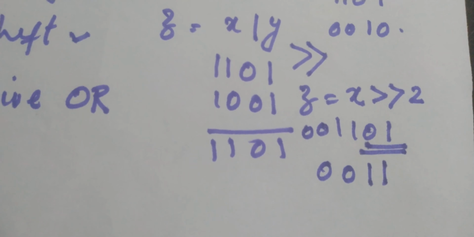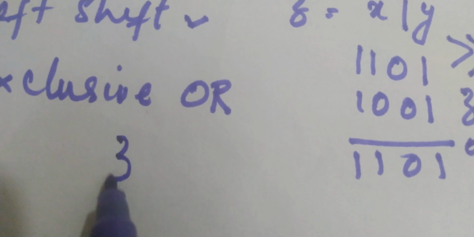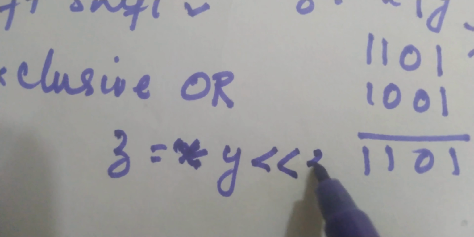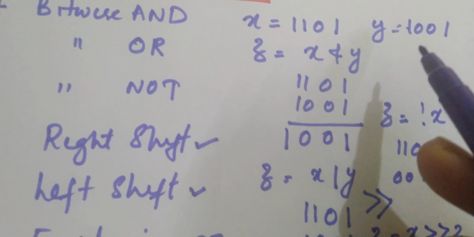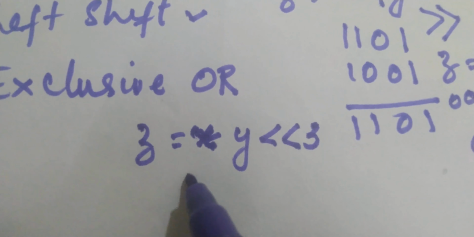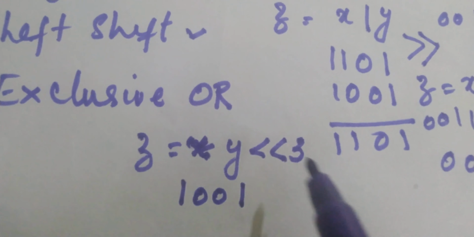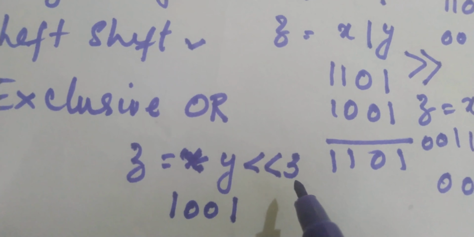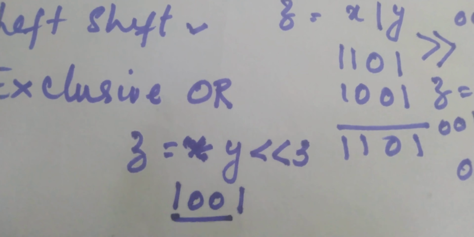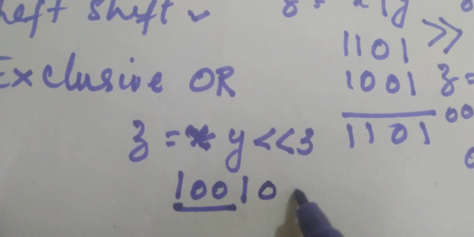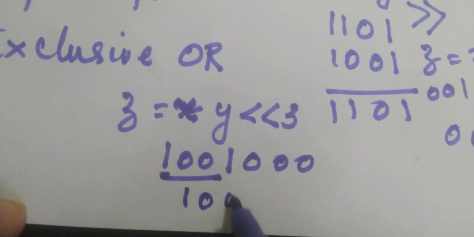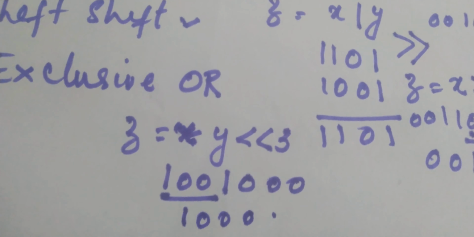And in the same way, when the left shift operator is used, that is z equal to y left shift 3. What was the value of y? 1001. Here I can mention any number of digits, and in this case we have used 3. So 3 digits from the left side will be truncated and 3 zeros will be added to the right side. So the final result will be 1000. That is the shift left operator.